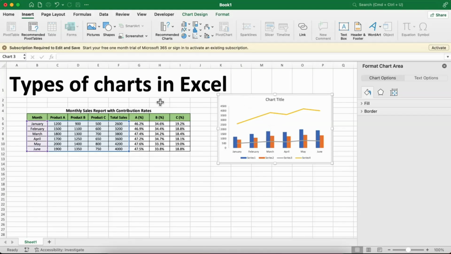Choosing the right chart helps make your data presentation clearer, more effective, and more professional. Try applying these chart types in your Excel worksheets to improve your data storytelling skills.